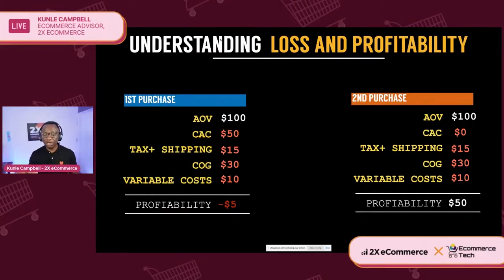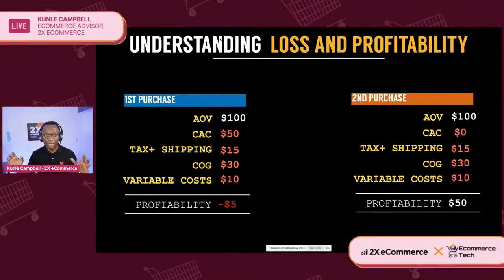Now, the key thing essentially is, how do you get that second purchase? Because if you get a second purchase via email or SMS marketing, your profitability straight up is about $50. Let's say your variable cost is still $10, your cost of goods still $30, your tax and shipping $15. You still start to make a profit from that second purchase.